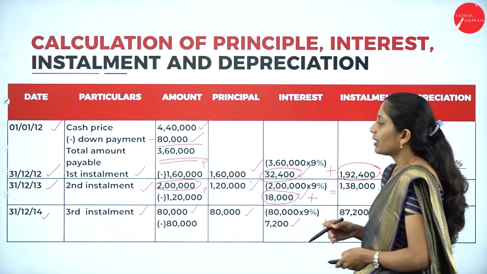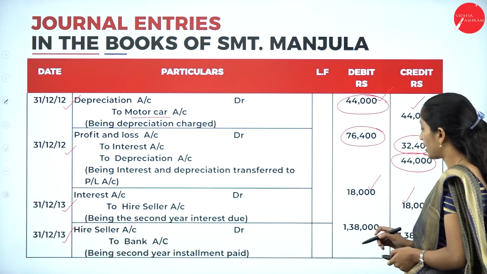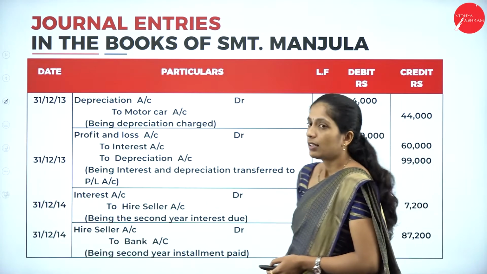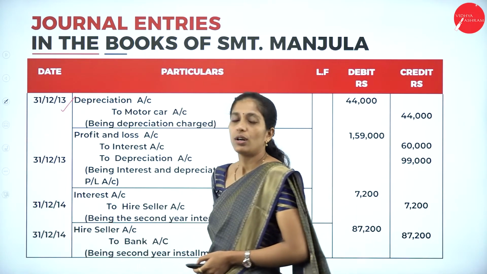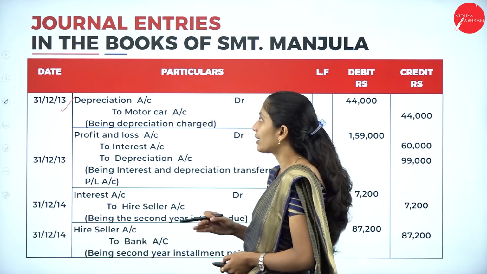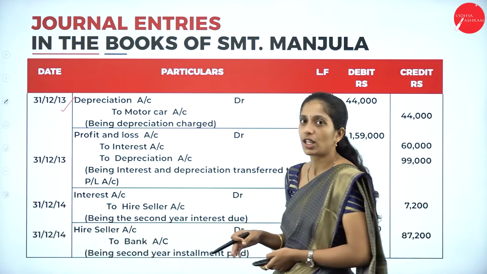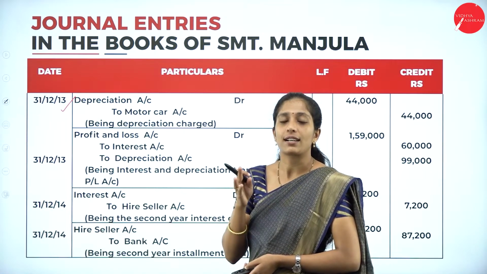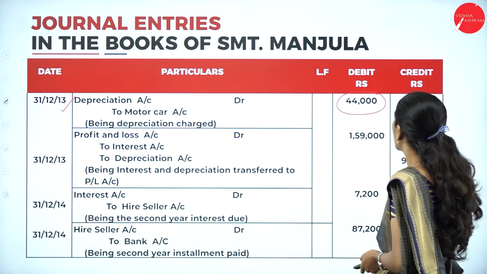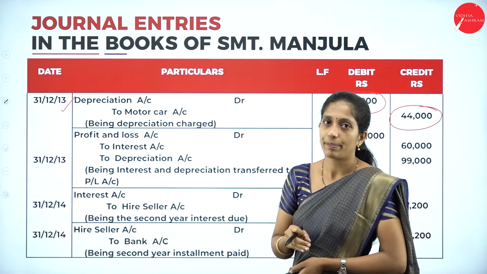Now, what is the amount? So, what is the amount we have paid in the second year? That is 1,38,000. Record that amount, 1,38,000, both in debit and credit side. Now, next is for depreciation charged. So, on the last day, that is on the end of the financial year, 31/12/2013, depreciation account debit to motor car account being depreciation charge. So, since we are calculating depreciation under straight line method, the amount of depreciation remains same. So, here the depreciation is always 44,000. This is a case where only if the depreciation is charged on straight line method.